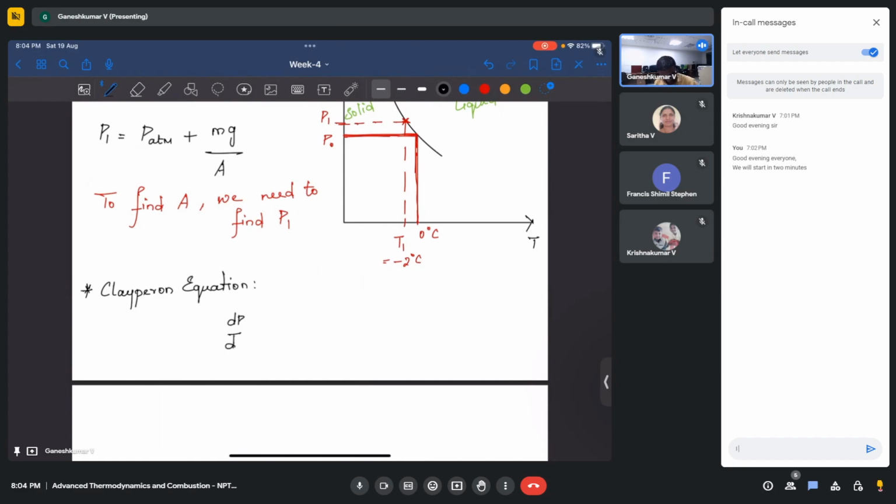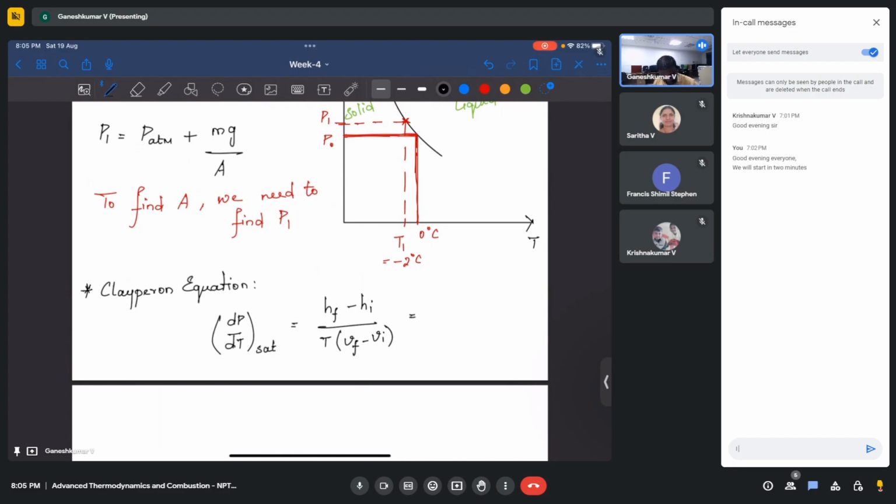So basically, we need to find saturation pressure, and what the Clapeyron equation says about it: dP by dT at saturation is going to be Hf minus Hi, right? If you would have studied Hg minus Hf, that is for liquid-vapor conversion. Here it is a solid-liquid phase change. Okay, and times T times Vf minus Vi, right? So this is what the Clapeyron equation is.